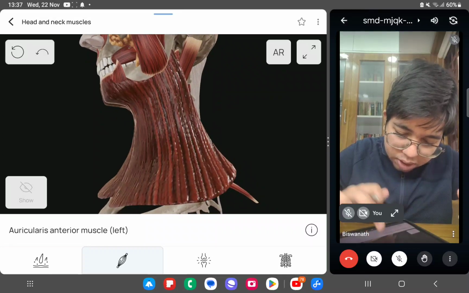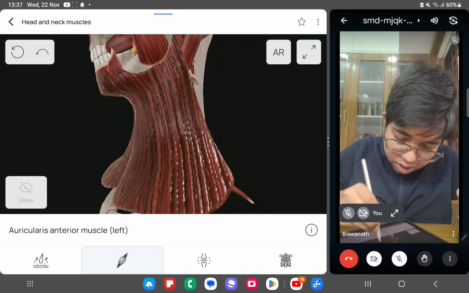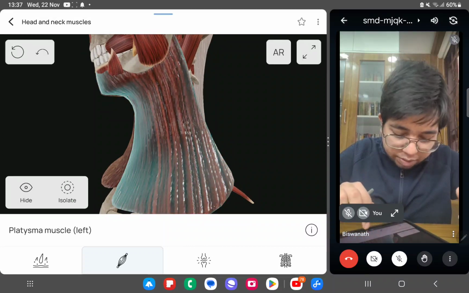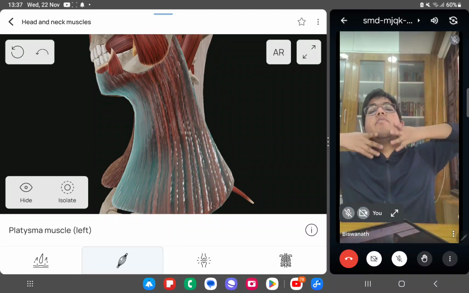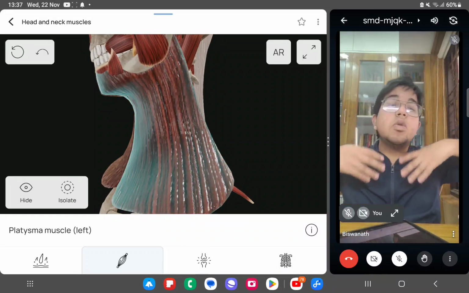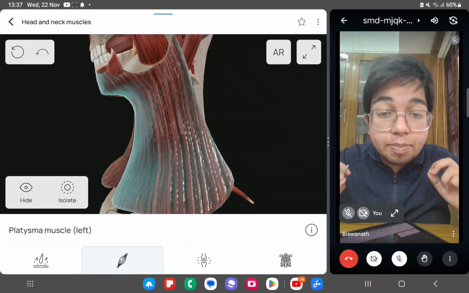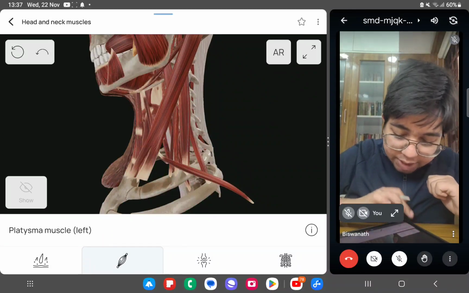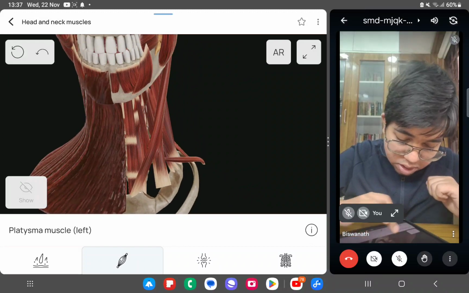Just let me point first. Otherwise, how will you know which muscle I'm talking about? Yes, this one. This is a big muscle which is covering the whole major part of the neck. This is called the platysma muscle. We are hiding this also, and here also we have the platysma.